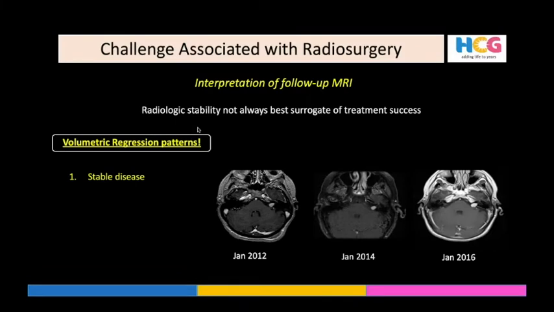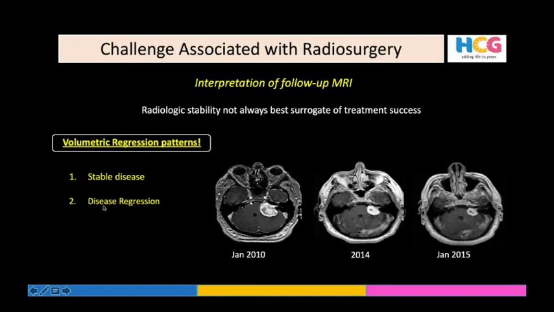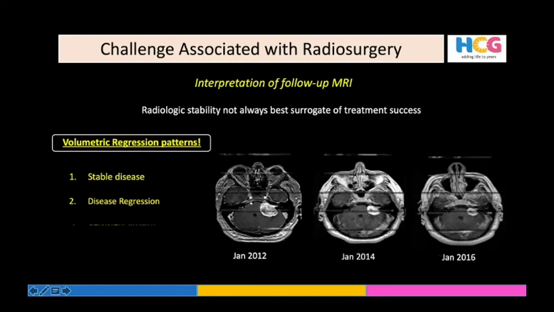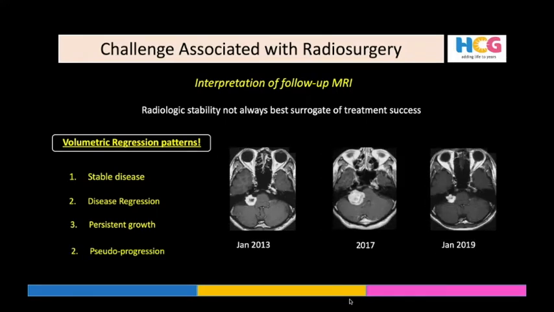Now, if you look into the volumetric regression patterns, you can have stable disease. Like this is one of the patients who had the same volume all through the course; the disease was not increasing in size. The second kind of regression pattern is where the disease regresses. And the third one is persistent growth. Actually, there is growth which is happening right there. Again, in all these patients we can do diffusion-weighted scans to understand the response which you find with radiosurgery. And the last one is the pseudo progression.